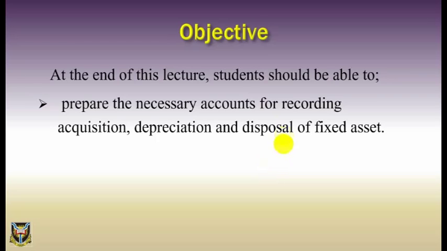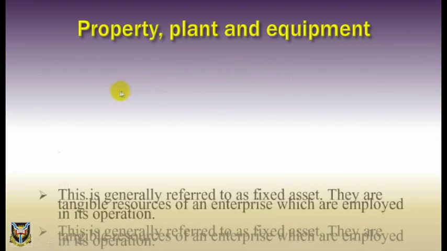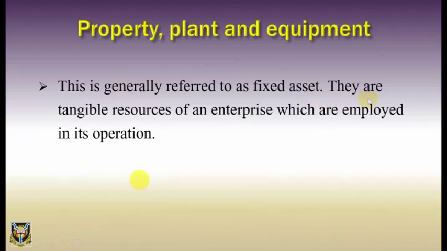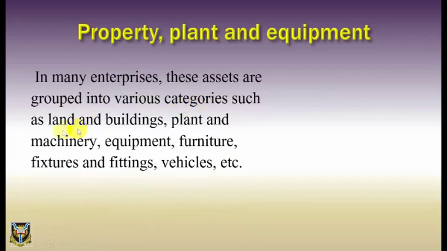Content. A. Property, plant and equipment. This is generally referred to as fixed asset. They are tangible resources of an enterprise which are employed in its operation. In many enterprises, these assets are grouped into various categories such as land and buildings, plant and machinery, equipment, furniture, fixtures and fittings, vehicles, etc.